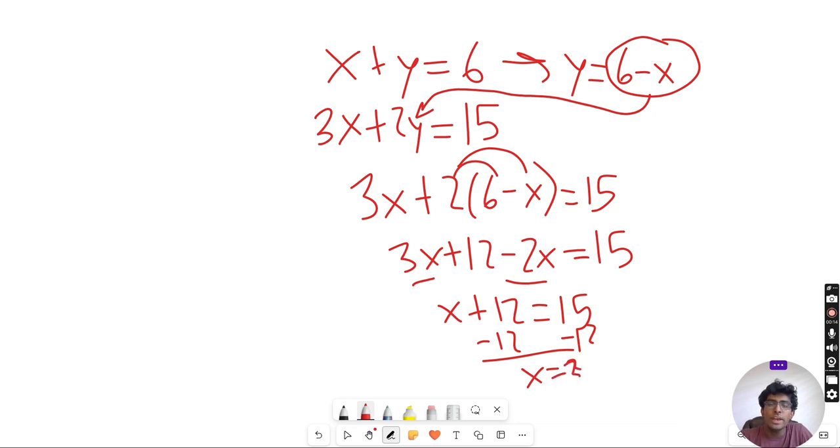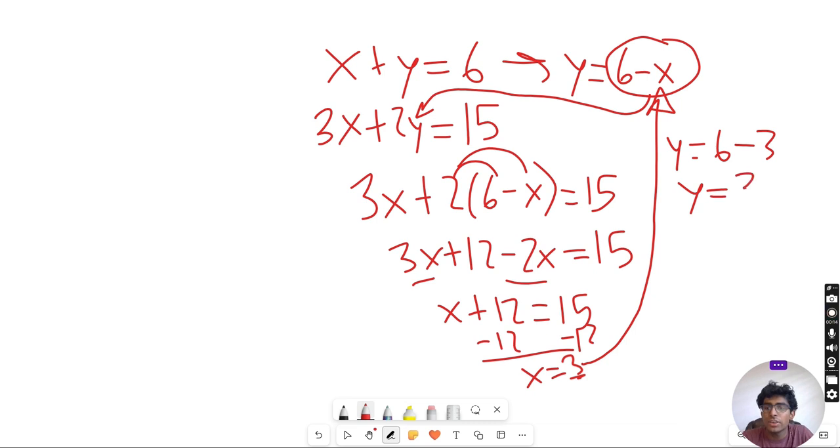So now that we have x equals 3, we're going to have to plug this into the solved out equation that we have here, so that way it's easier to figure out y. So y is equal to 6 minus 3, so y is going to be 3. So 3 comma 3, that's our solution to this set of equations, okay? That's how you do substitution.